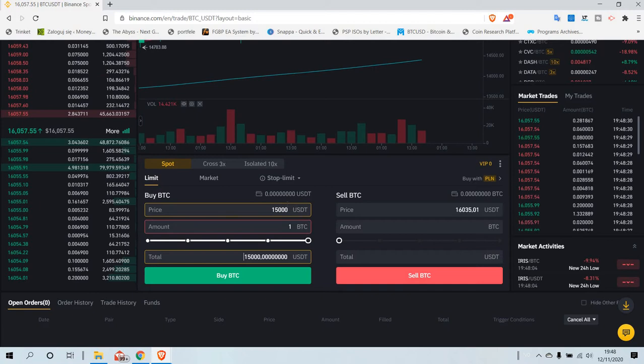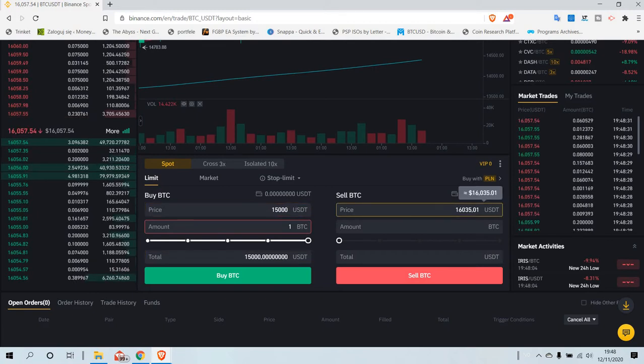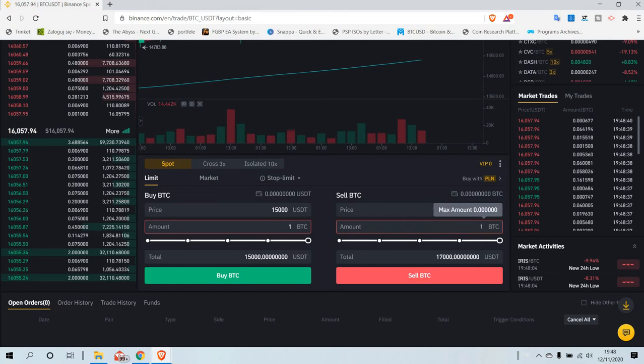When we want to sell, we do exactly the same, just on this part. Let's say we want to sell Bitcoin for 17,000, and we want to sell 1 Bitcoin, and it works exactly the same. We click sell, and then the order is gonna show up in here. These are the limit orders. Limit orders are when you are setting your own price.